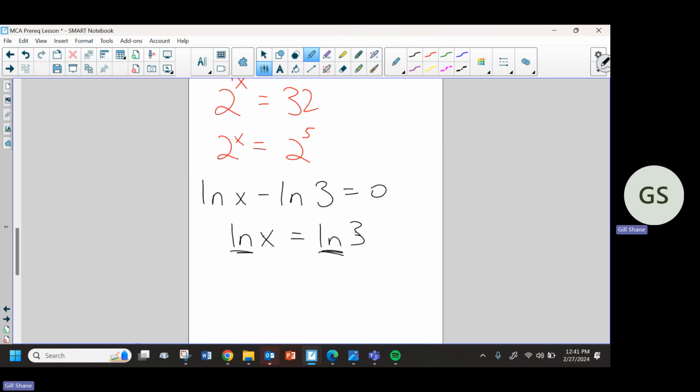So again, kind of the same thing in the next one. We're changing it to the same base. All right, so let's go to D. D is where it gets a little tricky.